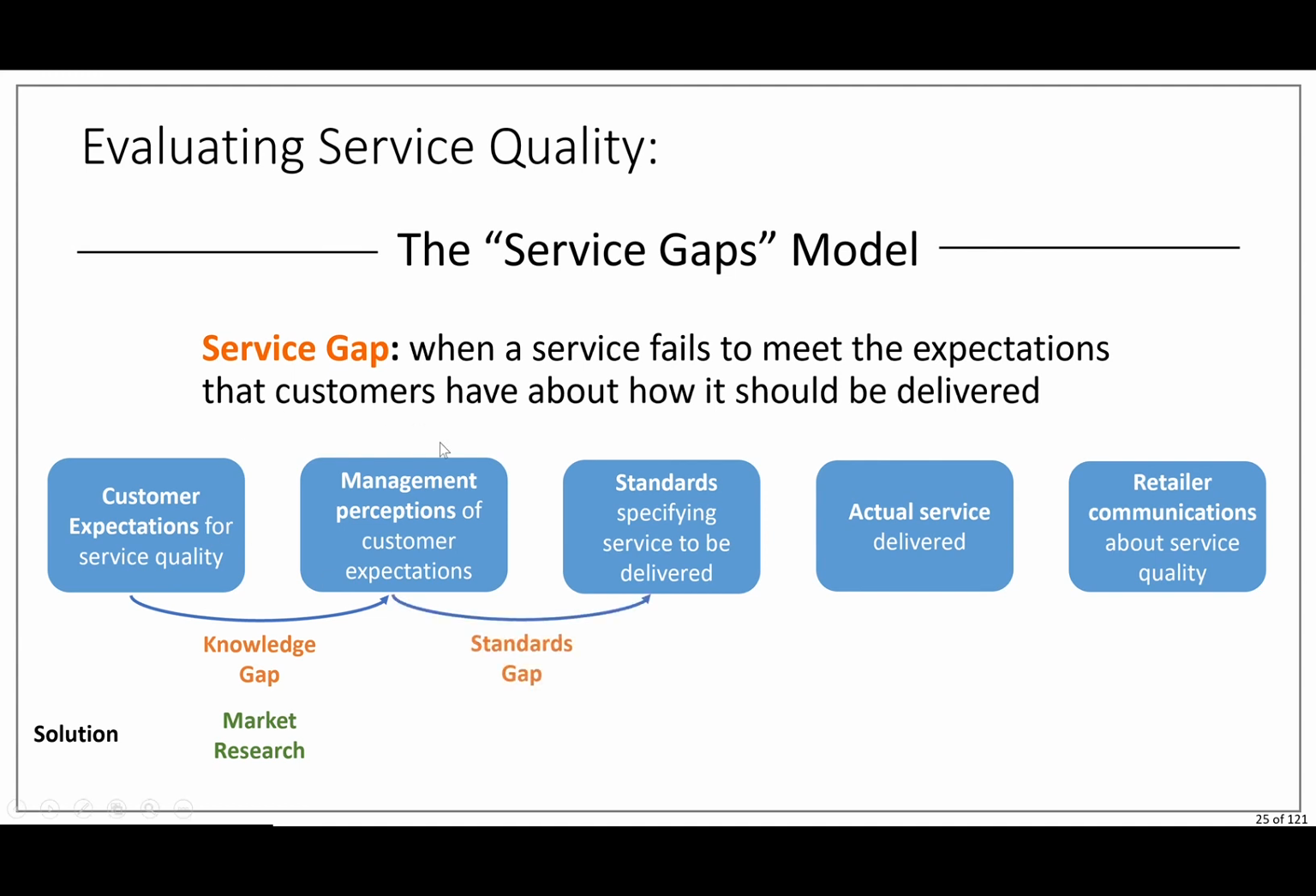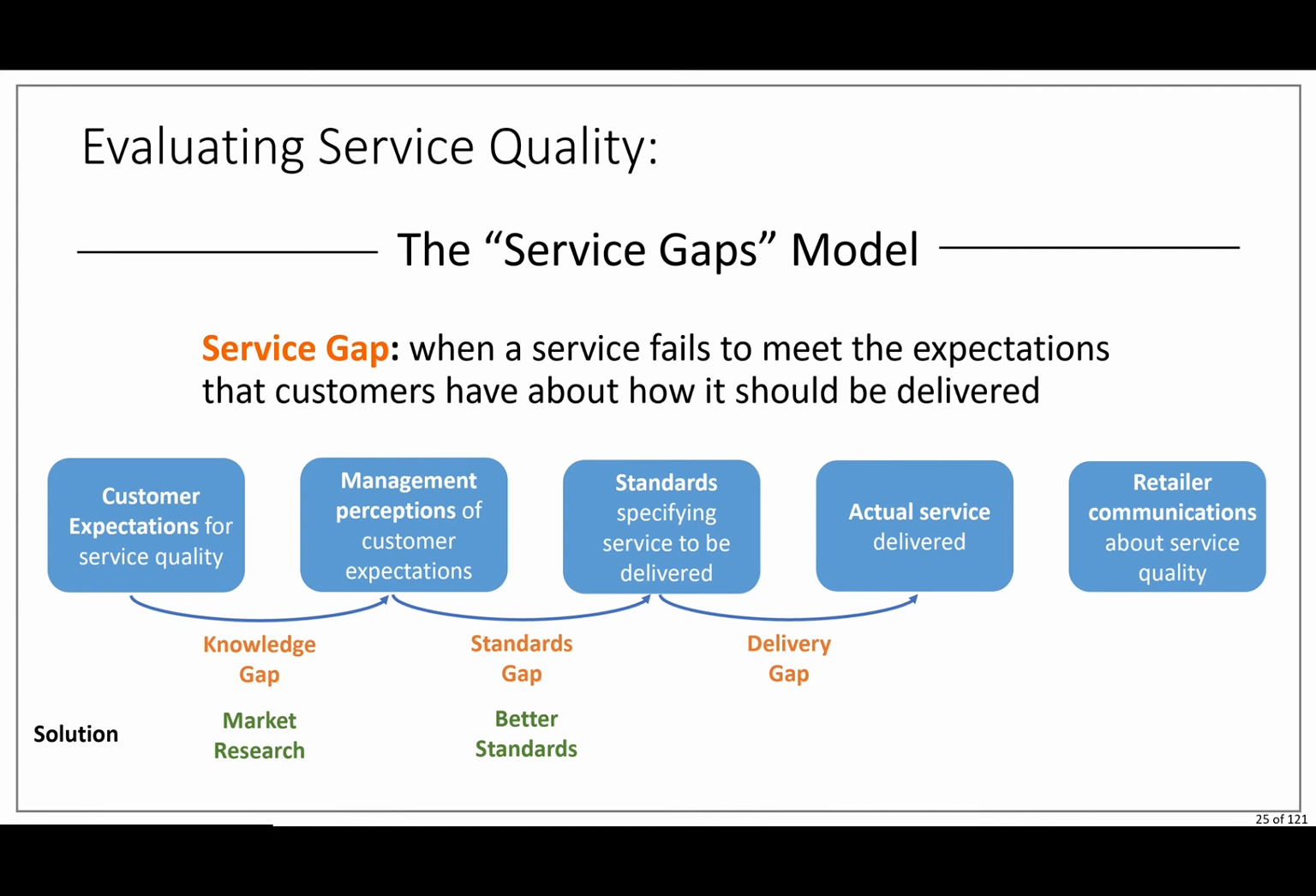Even if the management knows what the customers expect, still, because the managers are not the people who will deliver the service, they have to write it down. They have to set some rules. What standards of product are we trying to provide? Even though they know the exact customer expectations, the standards they write down may not be exact. So there is something called the standards gap. So maybe we need to write down better standards.